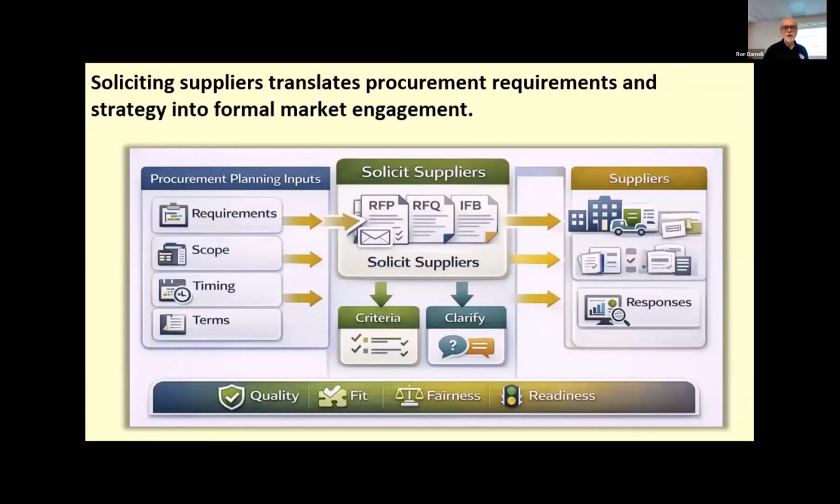Sourcing suppliers turns procurement planning into market engagement. Soliciting suppliers translates procurement strategy into formal market engagement. Once procurement requirements and sourcing strategy have been defined, the next practical step is solicitation. In planning is where we would define our procurement requirements and sourcing strategy, and that's why we're not going to cover it in detail here. We covered it in the other class.